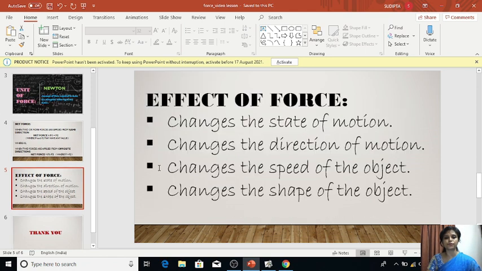Now effect of force. So what are the effects of force? Force can change the state of motion, force can change the direction of motion, force can change the speed of an object, and force can change the shape of an object, right? So these are the most important four effects of force. So hope you have understood today.